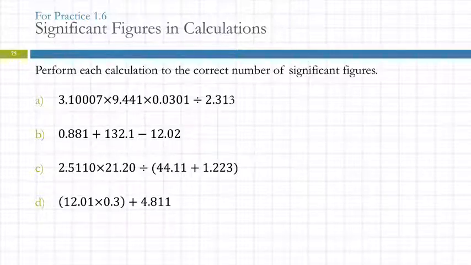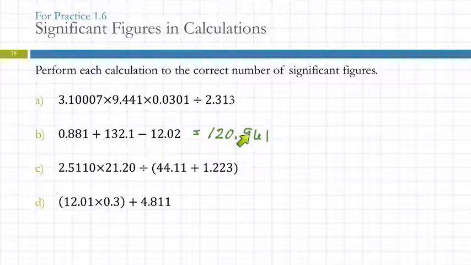So first, just do the math on your calculator. 0.881 plus 132.1 minus 12.02. And write down what it says. 120.961. Adding and subtracting use the same rule, so we can lump them together. Counting decimal places. So this number has 3 decimal places. This one has 1 decimal place, and this one has 2 decimal places. That means my answer is limited to 1 decimal place.